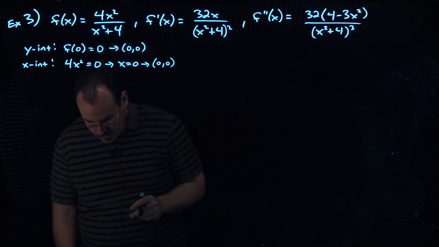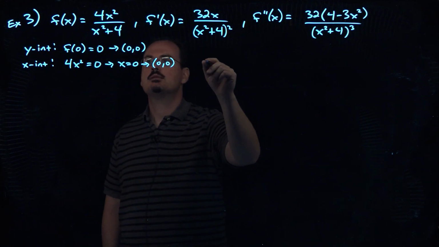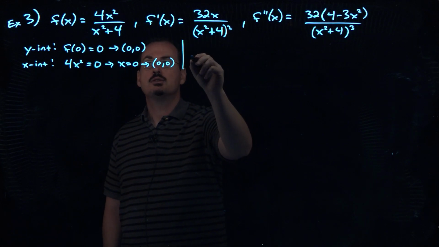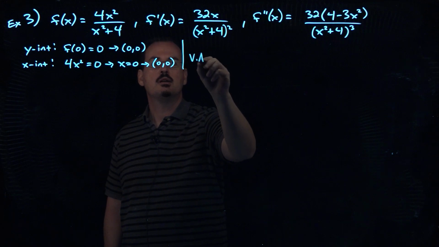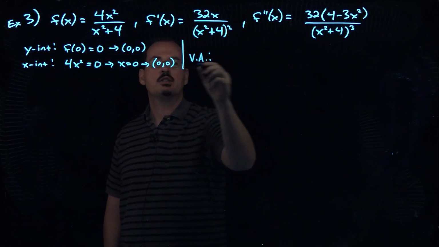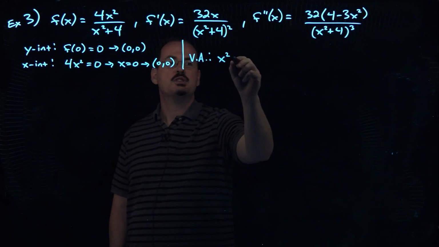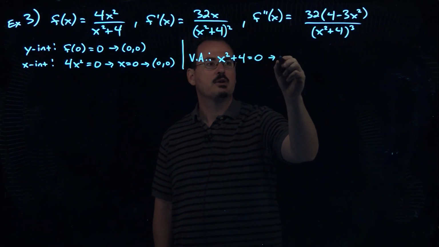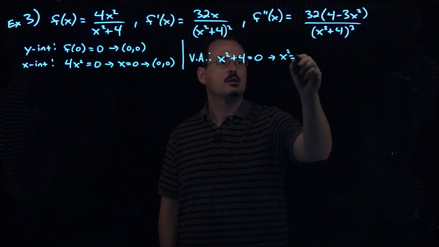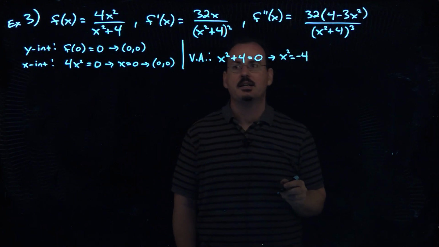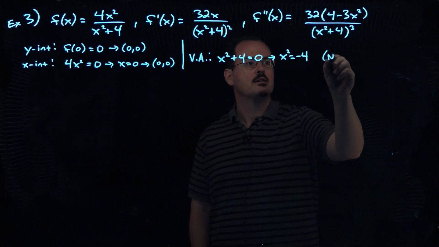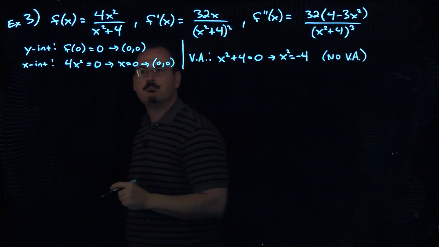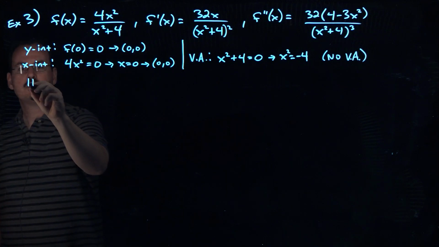Then we want to do vertical asymptotes, horizontal asymptotes. It turns out that for this function, there are no vertical asymptotes. How we would find them is we set the denominator of the function equal to 0. But we see what happens if we do that. I'm going to get x squared equals minus 4. Well, you can't square anything and get a negative number, so there's none. No vertical asymptotes.